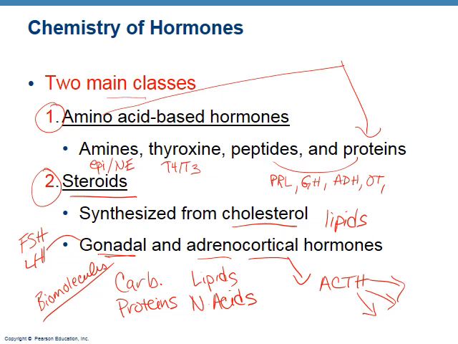What we're going to focus on as we move through this PowerPoint is that if you have two different classes of hormones, with one's amino acid and one's steroid, they're going to behave differently. So if you're made up of amino acids, you're going to behave one way. If you're made up of lipids, you're going to behave another way because of the cell membrane, and we'll see that in just a moment.